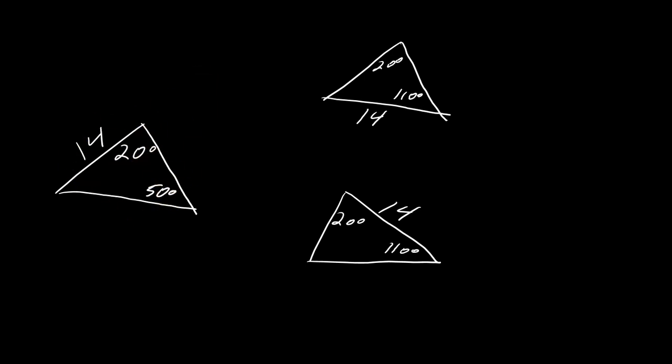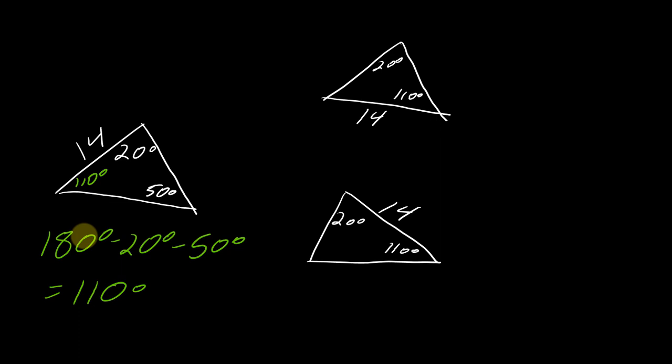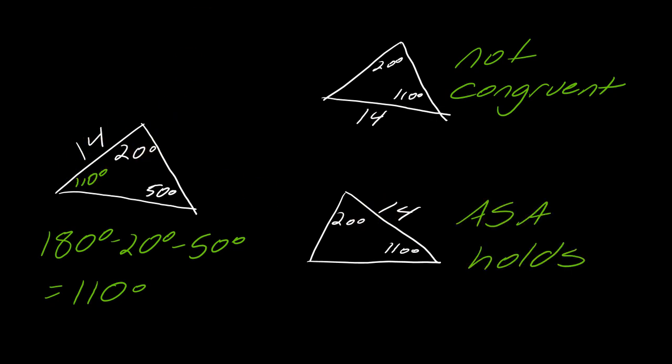The way we would use this would be side, angle, angle, and I'm going to manipulate this. I take 180 degrees because I know the three angles in a triangle need to add up to 180. So I take 180 minus the 20 minus the 50, and I get 110. Now, thinking about which of these two is congruent, this triangle would not be congruent because I have 20, 110, and then the side. But here I have 110, 14, and 20, and 110, 14, and 20. So this would hold by the angle, side, angle axiom.